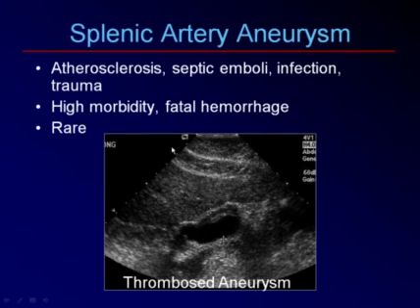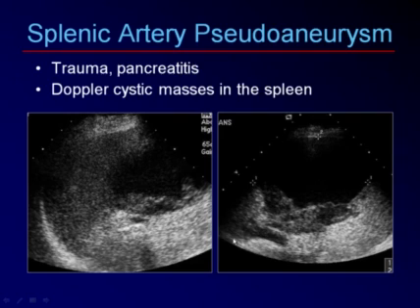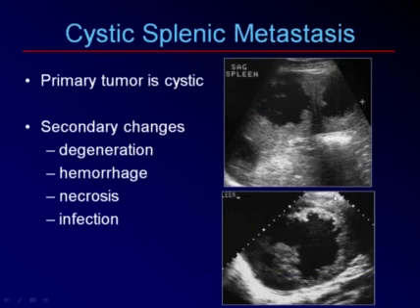Cystic masses around the spleen can be due to arterial problems, in this case a splenic artery aneurysm, which can form after atherosclerotic disease or from septic emboli, infection, or trauma. This has high morbidity and mortality and usually has to be treated when it's over 1.5 to 2 centimeters in diameter. They're somewhat rare. The pseudoaneurysm would be more common from pancreatitis or trauma, and in this case there are two of these. These happen to be intrasplenic pseudoaneurysms.